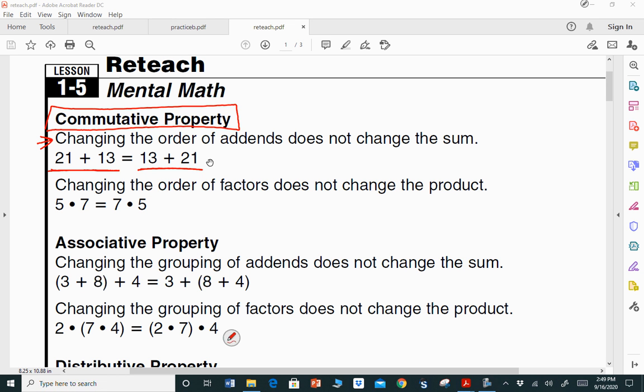It also says that changing the order of factors doesn't change the product. Factors are the numbers involved in a multiplication problem. So 5 times 7 and 7 times 5 would equal the same thing. So in addition and multiplication, the commutative property applies. You can multiply or add in whatever order seems best to you.